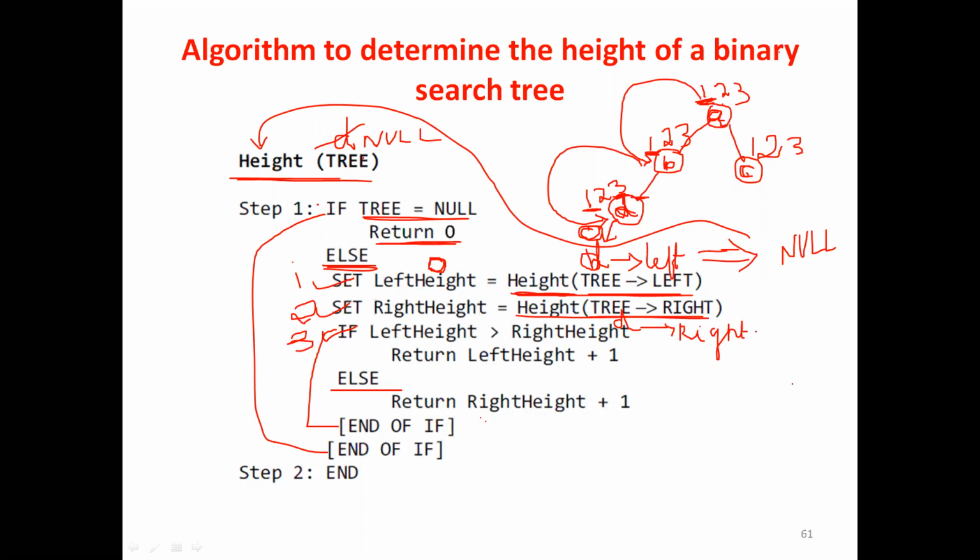D right. What does D right imply? Null. Yes, very good. It is null. The same null is passed to the function. If tree is equal to null, it returns 0. It means that the right child is also 0. Let me erase other things so that it will be clear for you.